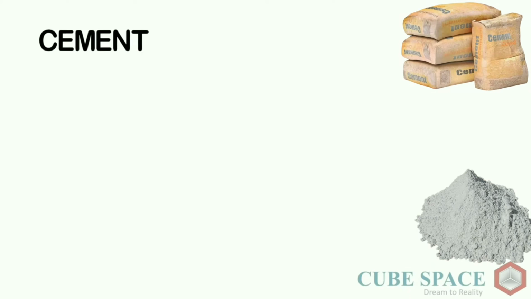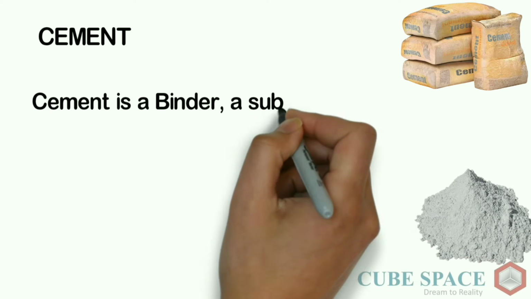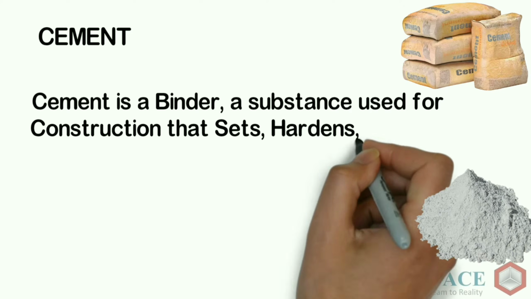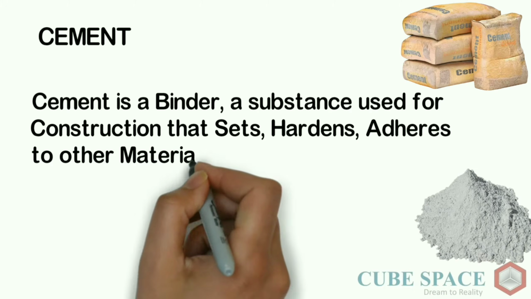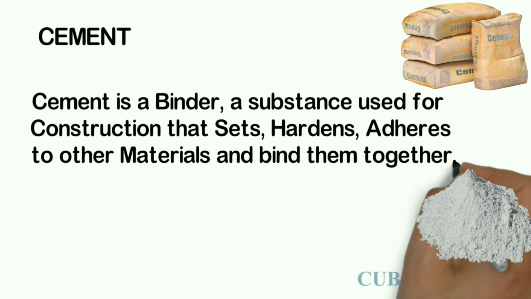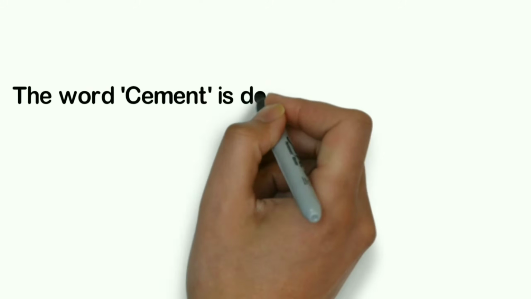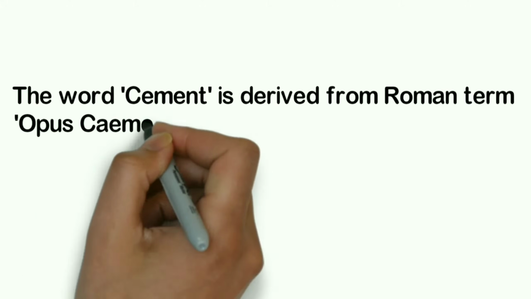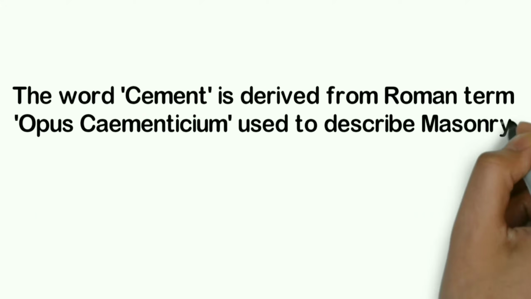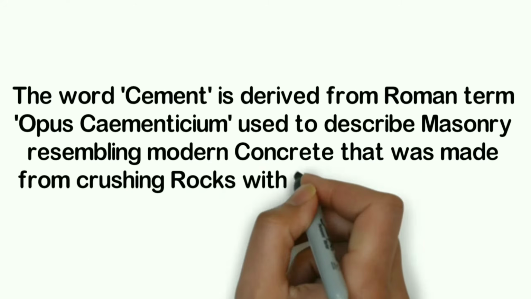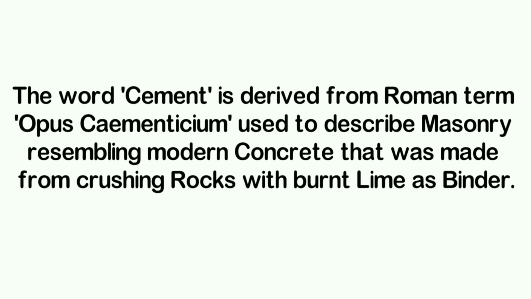Today's topic is cement. As we know, cement is a binder. When used in construction, it sets, hardens and adheres to the other materials so that it binds them together. Cement is derived from the Roman term opus cementitium, which describes masonry resembling modern concrete, made from crushing rocks with burnt lime as binder.